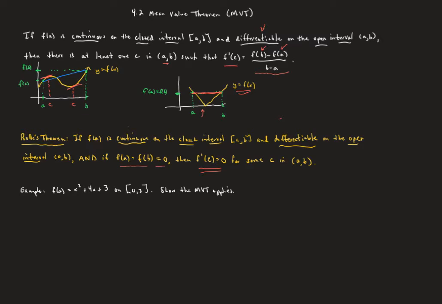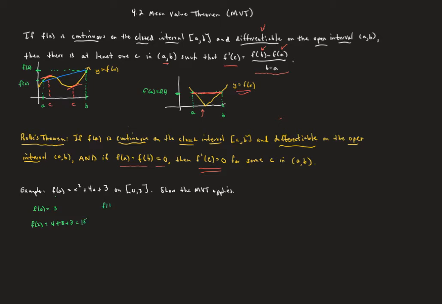Let's use an example here. Here's f of x equals x squared plus 4x plus 3 on the interval from 0 to 2. Show the MVT applies. So we can see that this function is a polynomial, therefore it's continuous everywhere and differentiable everywhere. If we figure out that f of 0 is going to be just 3, and f of 2 is going to be, let's see, 2 squared is 4 plus 8 plus 3, looks like 12 plus 3 is 15.